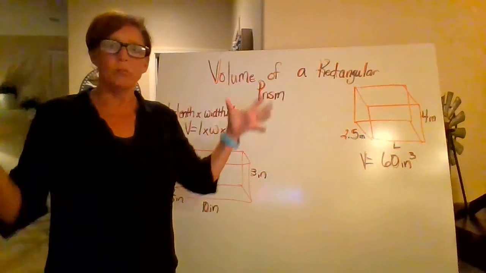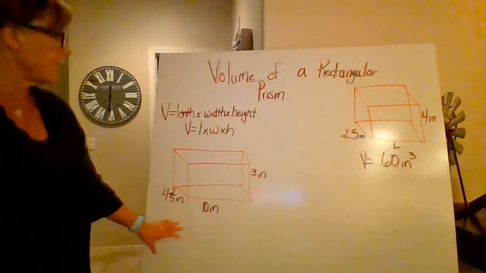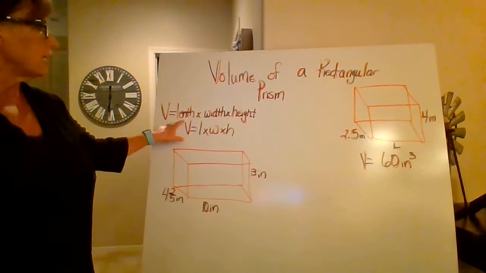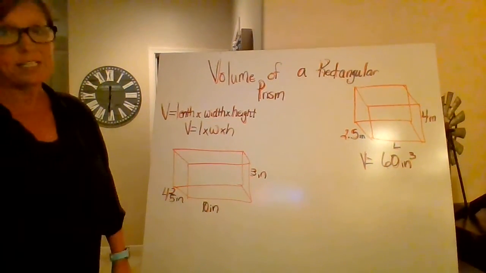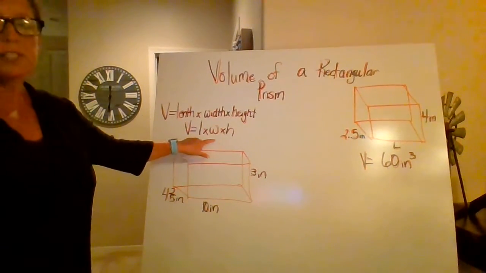Just reminding you how to find the volume of a rectangular prism. Remember, volume is kind of what's inside something. So here we have our rectangular prism, and it has dimensions. It has a length, a width, and a height. And the formula is volume is equal to length times width times height.